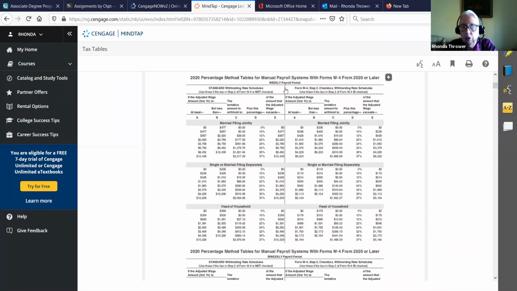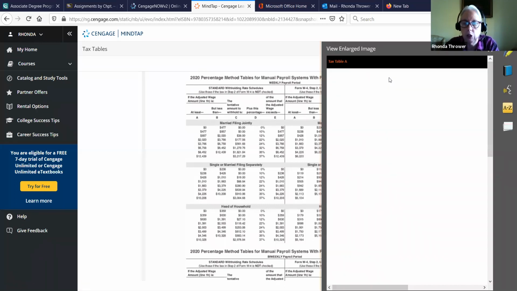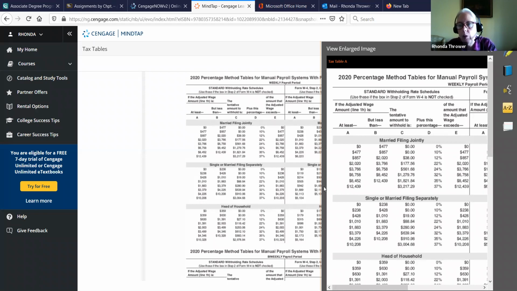Now, the next thing you need to look for is the marital status. Remember, on this employee, we wrote down that that employee was married filing jointly. So we're going to use the standard withholding rate schedule, which is this one. We're going to look to see if we are being paid an amount that falls in between these two items. Again, I'm having trouble seeing this, so I'm going to enlarge it. That little plus sign will make it bigger so we can see more about what we're doing here. And we're married filing jointly.